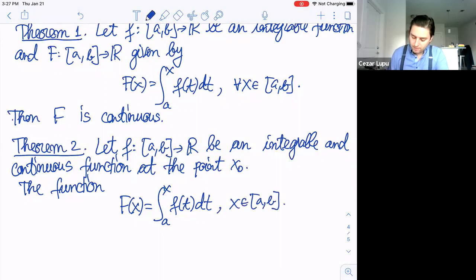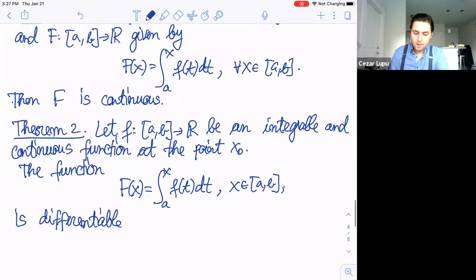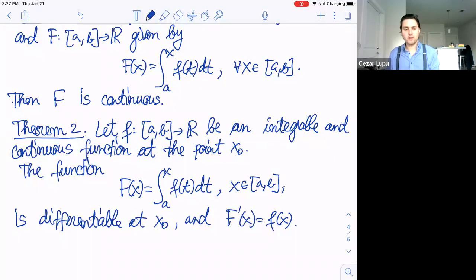This function is differentiable at the point x naught, and moreover, F prime of x naught is nothing else than just f of x naught. In other words, if I have a continuous function f, then the antiderivative, capital F of x, which is the integral from a to x of f of t dt, its derivative will give you the function f.